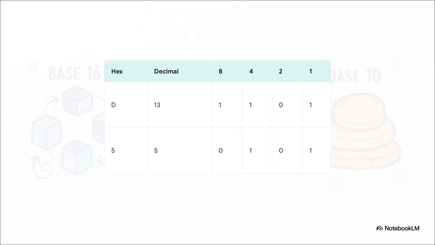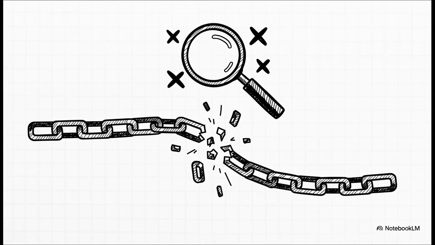Easy, right? Let's try this on the hex number D5. First, we separate them. D is our first digit, 5 is our second. Now, D equals 13. To make 13 in our 8421 line, we need an 8, a 4, and a 1. So we put a 1 in those slots, giving us 1101. Okay, now for the 5. To make 5, we need a 4 and a 1. So that's 0101. Finally, we smash them together. D5 is perfectly translated to 11010101 in binary.